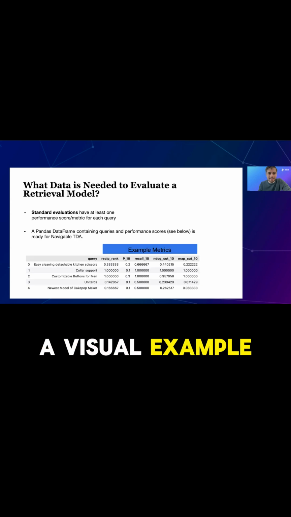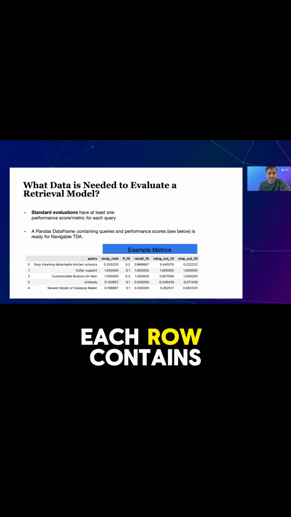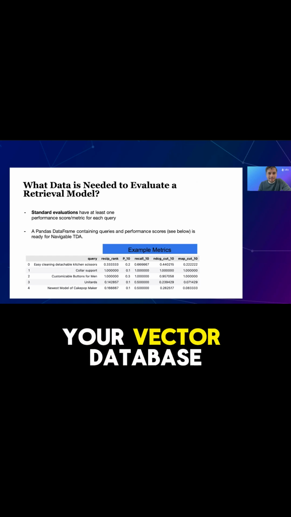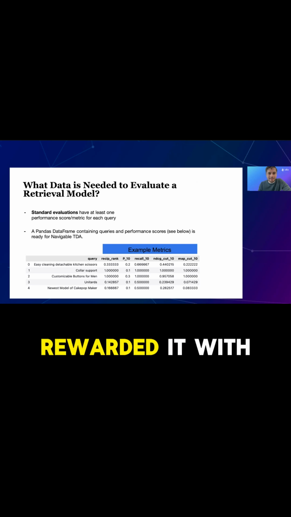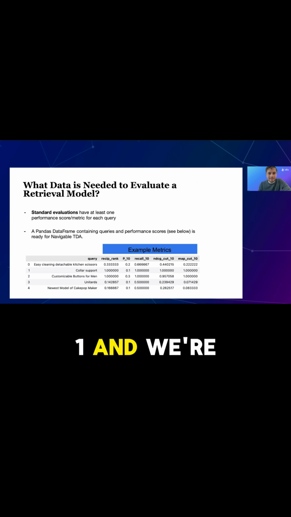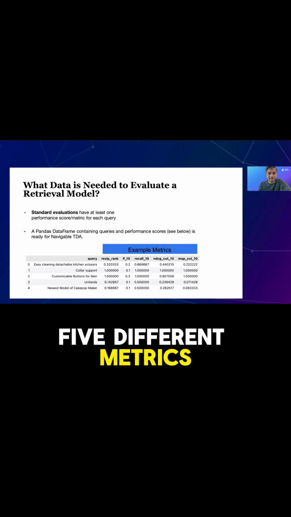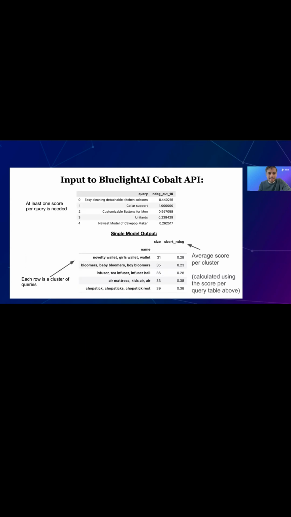To show you a visual example, the screenshot below is a pandas data frame. It looks like a spreadsheet. What we're showing you is that each row contains a query to your vector database for which the evaluation has rewarded it with a certain score. For example, these scores are between 0 and 1, and we're showing you 5 different metrics just as an example here. In standard evaluations, you need at least 1 score per query. You could have multiple.